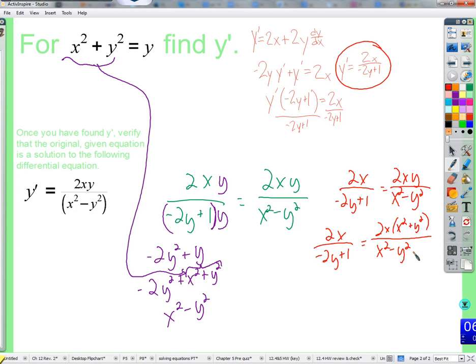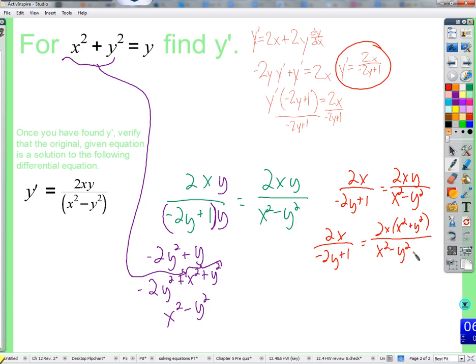It'd be better, but the other side still has a denominator. Still has a denominator? Yeah. And you know, maybe replacing this y with x squared plus y squared as well would help. You know, you just gotta kind of mess around with it until it works out. Now, there's a difference between this kind of a problem and the kind of a problem we'll typically see.